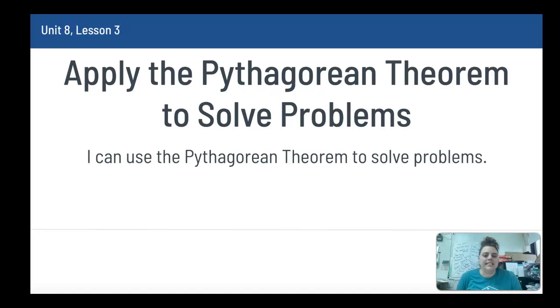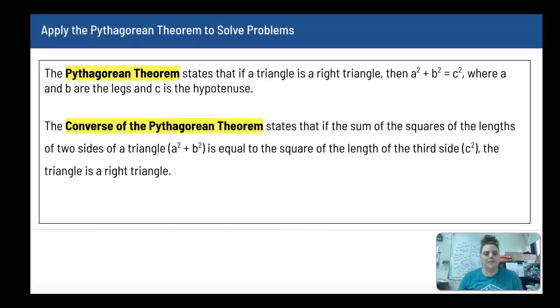Hey y'all, in this lesson we are looking at using the Pythagorean theorem and applying it to solve problems. So we want to be able to use the Pythagorean theorem to solve problems. A reminder that the Pythagorean theorem basically says if I have a right triangle, then a squared plus b squared will always equal c squared, where a and b are the legs and c is the hypotenuse.